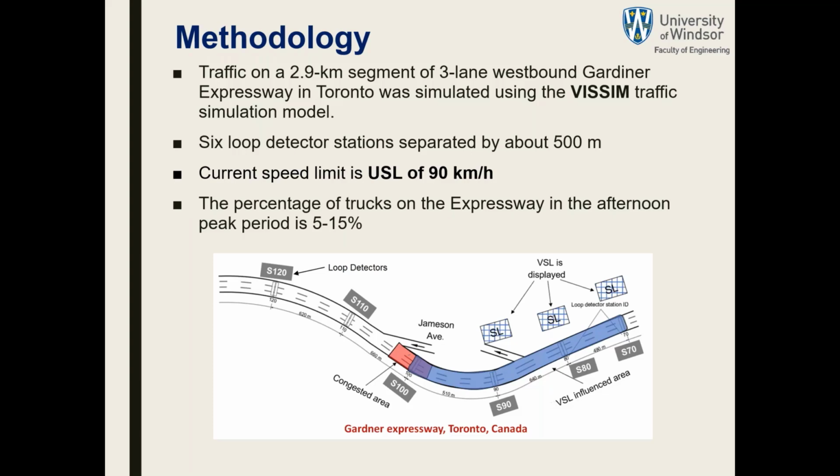So to investigate the effects of different speed limit strategies, such as differential variable speed limit, traffic on a 2.9 kilometer segment of the 3-lane westbound Gardiner Expressway in Toronto was simulated using the VISSIM traffic simulation. On this segment, there are 6 loop detector stations separated by about 500 meters, where those loop detectors can extract data such as average speed and occupancy. The current speed limit on this highway is a uniform speed limit of 90 kilometers per hour. The truck percentage on the expressway in the afternoon peak period is about 5 to 15%.